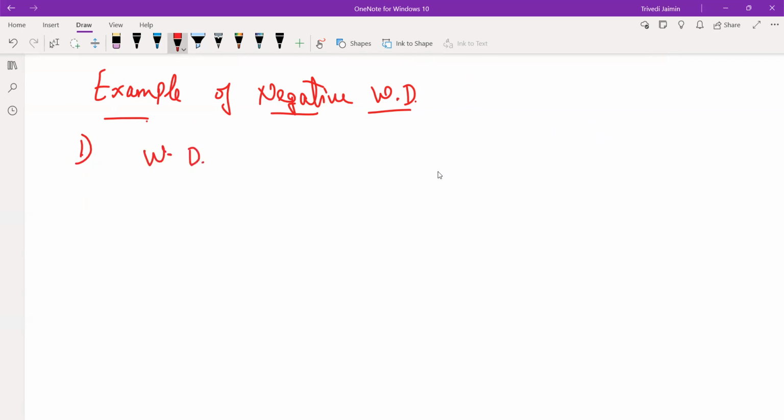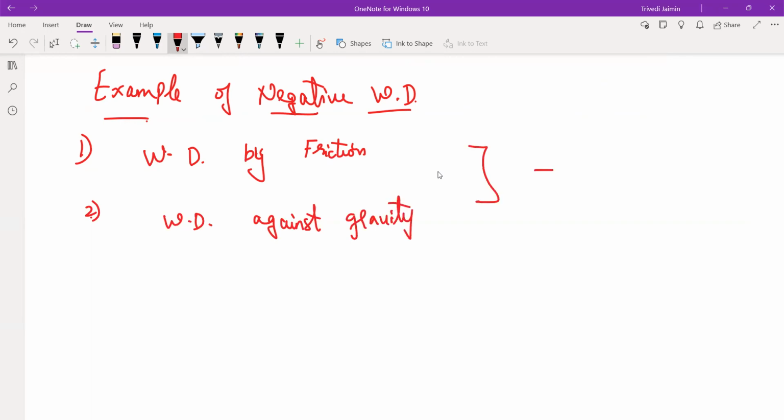Let's write that one also. It's too lengthy, so something simple. Work done by friction. Exactly. And work done by gravity, against the gravity, on a steep uphill, so you'll notice it. Yes, against gravity, which is negative. Both give negative work done.